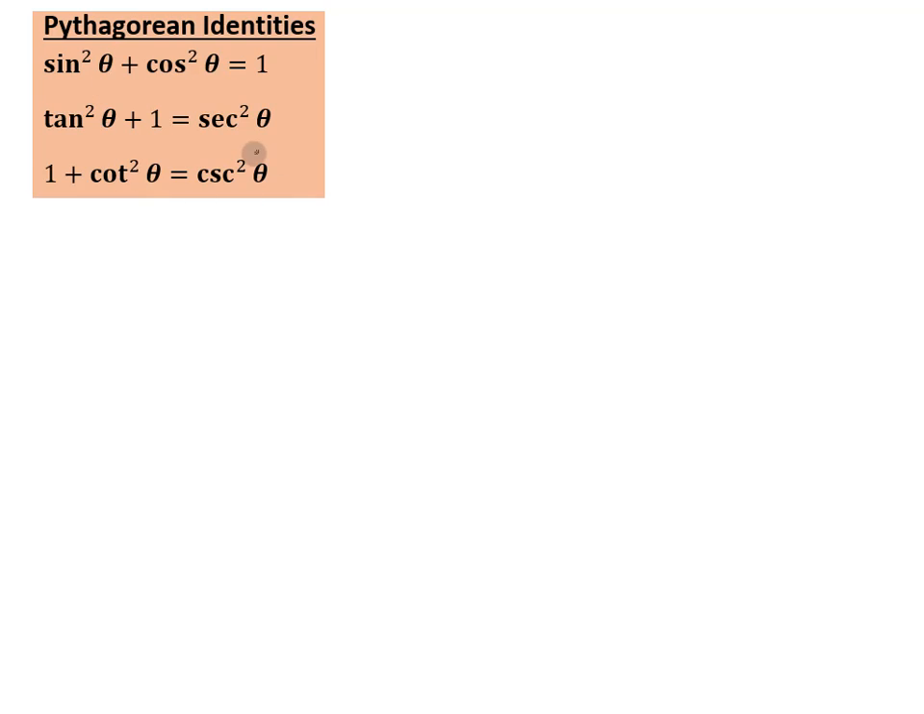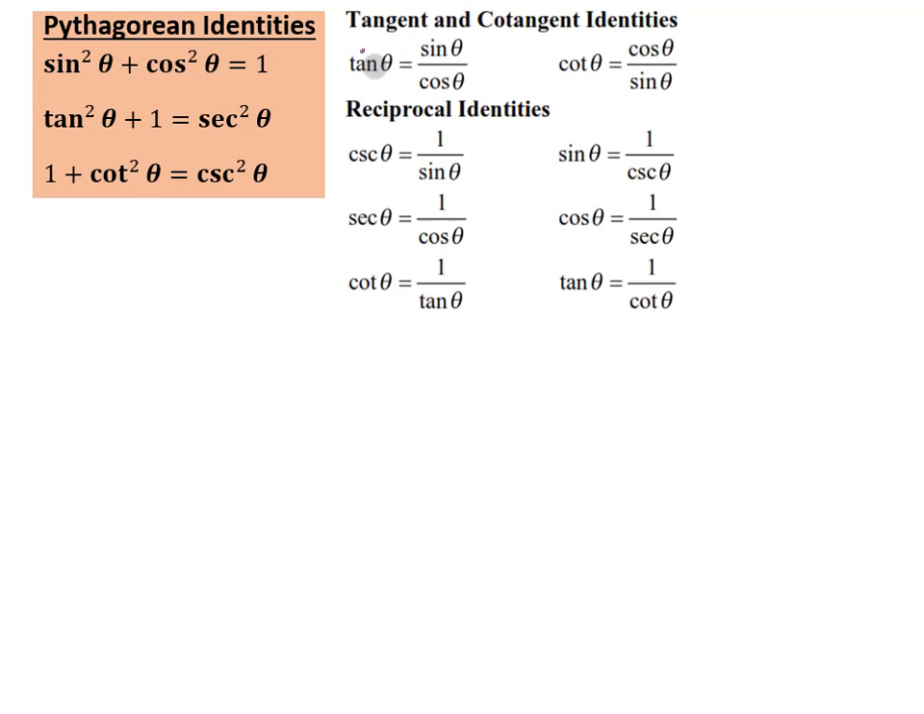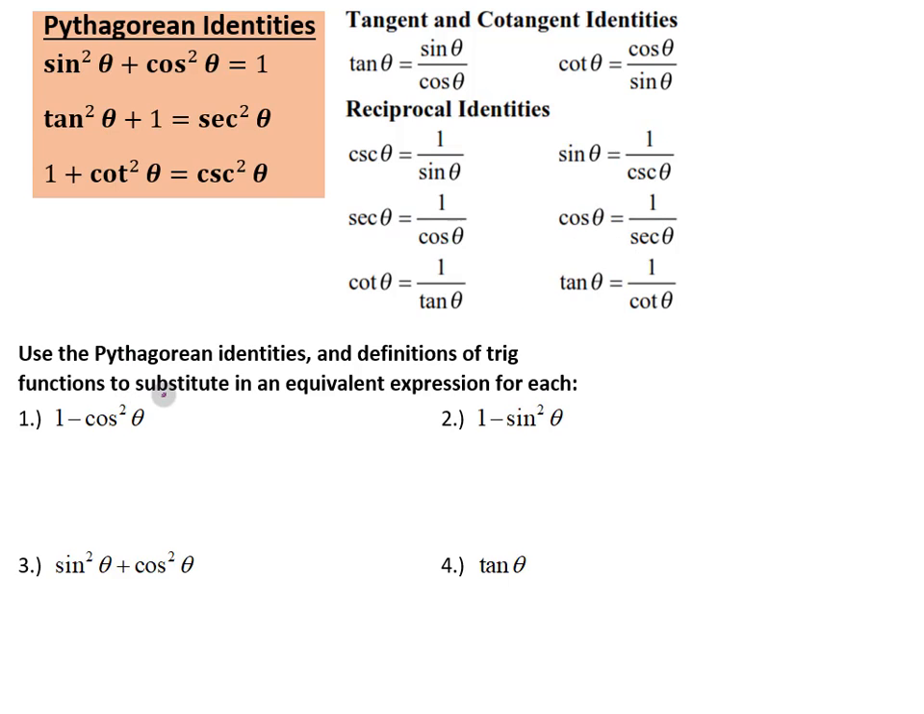Okay, so here are our 3 Pythagorean identities we just derived. Now we're going to write down some things that we already knew before just to have them handy, which also includes that tangent is defined as sine over cosine. Cotangent is the reciprocal there, cosine over sine. And that cosecant and sine are reciprocals of each other. Right? Cosecant is 1 over sine, or sine is 1 over cosecant, etc. So secant is 1 over cosine, etc. So we're going to use these to try to substitute in an equivalent expression for each of these given expressions.